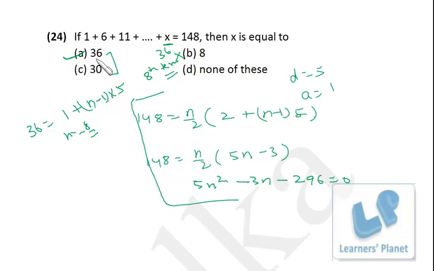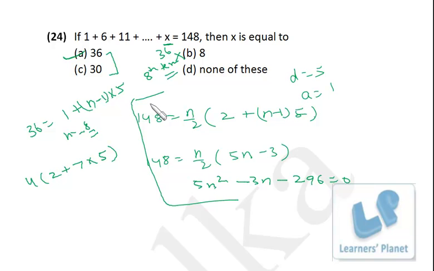Now we have already found that 36 is the 8th term. So the sum till the 8th term will be n by 2, that is 4, times 2a plus (n minus 1) into d, that is 7 into 5, 35 plus 2, 37 into 4, which is 148, right? So this way you can cross verify. I hope you are getting this method.